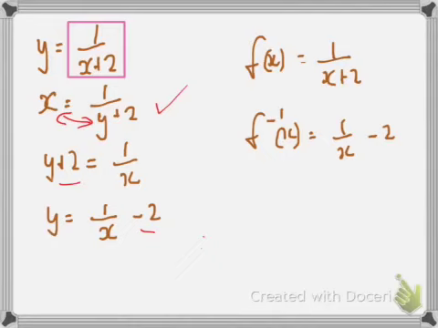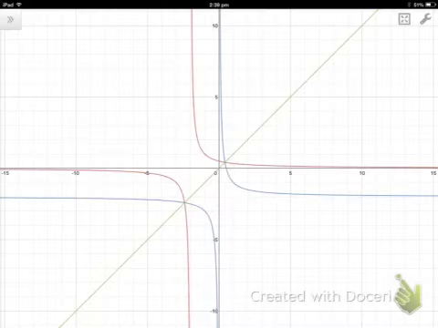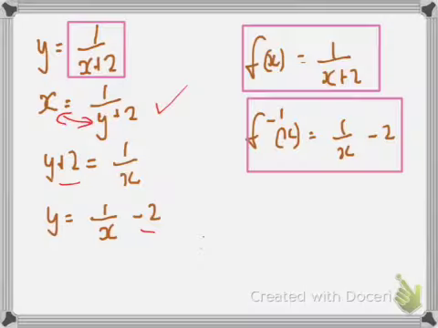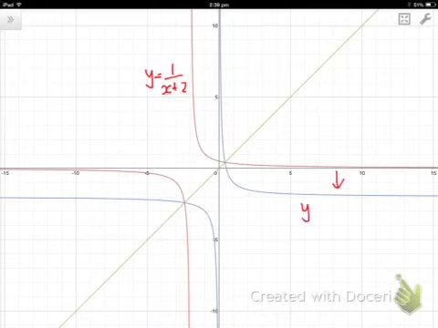So there's the original here, and there's the inverse there, f^-1(x). I've graphed them on the same set of axes, and if you look at which one's which, the 1 over x plus 2 is the normal hyperbola shifted to the left 2 places. So that's the red graph, because y equals 1 over x plus 2. The blue graph is the inverse. That's the 1 over x minus 2 that's been shifted down 2 places. So that's y equals 1 over x minus 2.